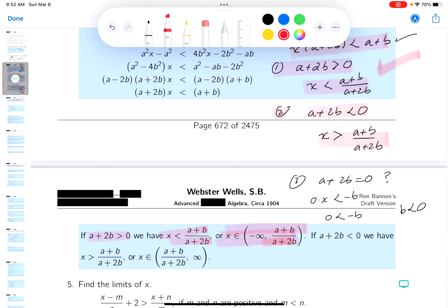All right? What if a plus 2b was less than 0? That's this case over here. What would you get? You would get x greater than. That's what I got over here. So everything's working out fine. And again, x is greater than that. We get all those conditions over there.